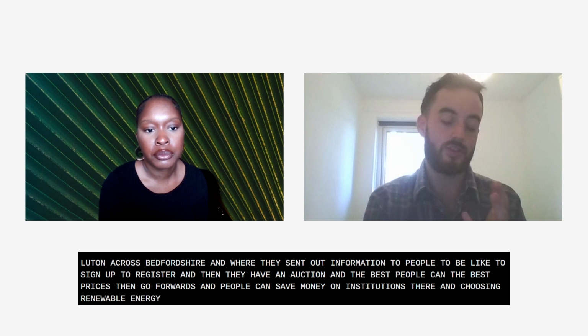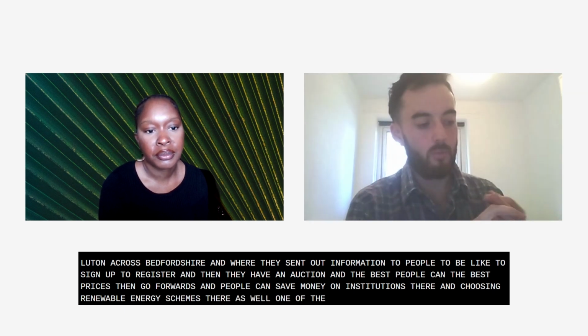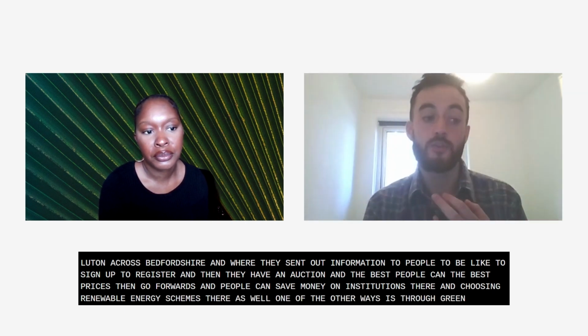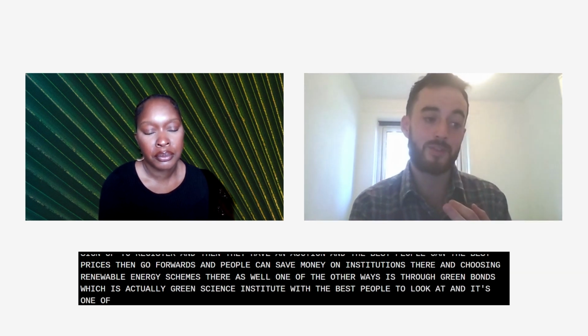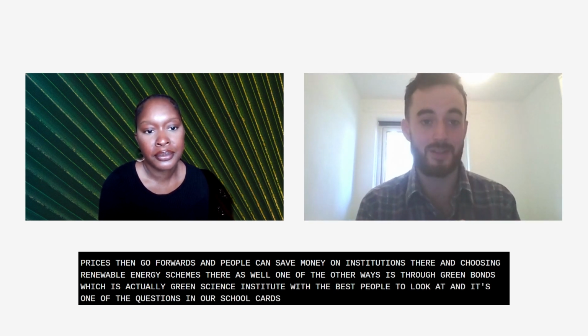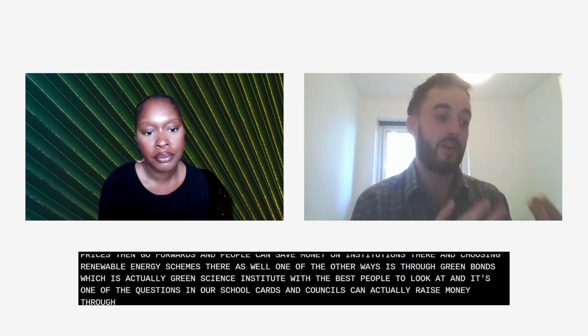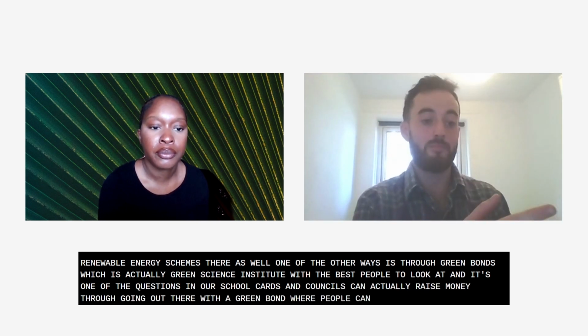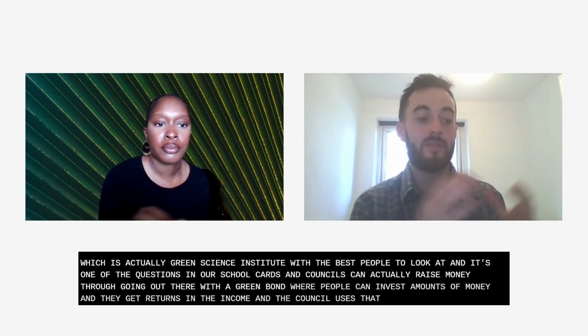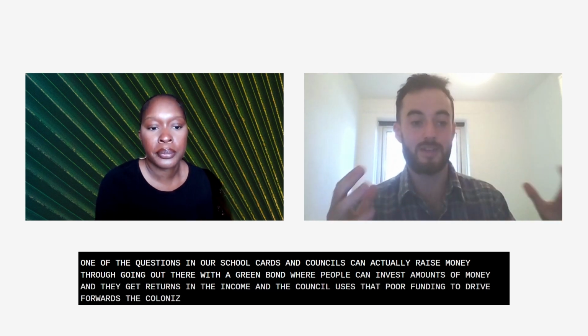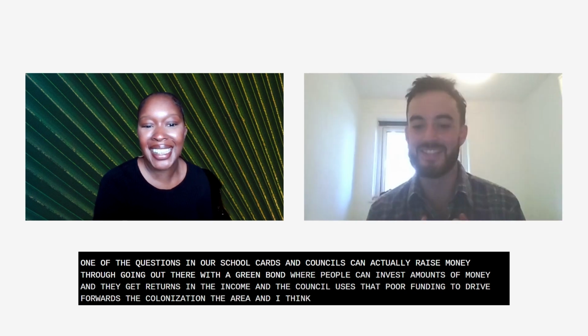One of the other ways is through green bonds. The Green Finance Institute would be the best people to look at, and it's one of the questions in our scorecards. Councils can raise money by going out with a green bond where people can invest amounts of money and get returns on the income, and the council uses that pot of funding to drive forward decarbonisation in their area. And I think I've just finished in time.